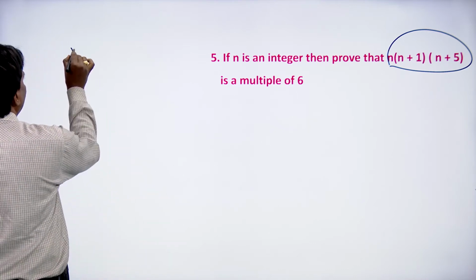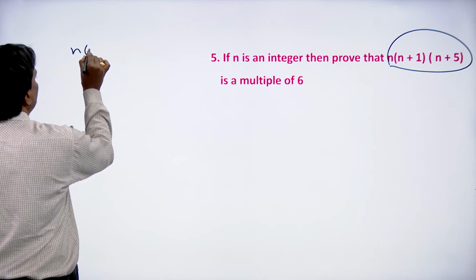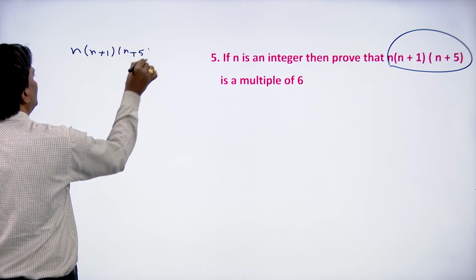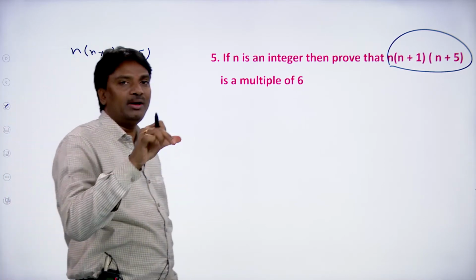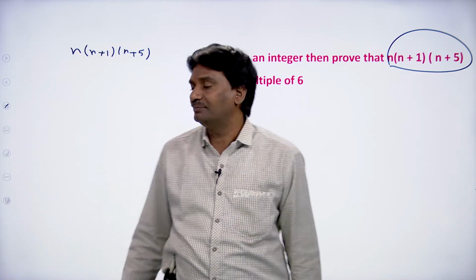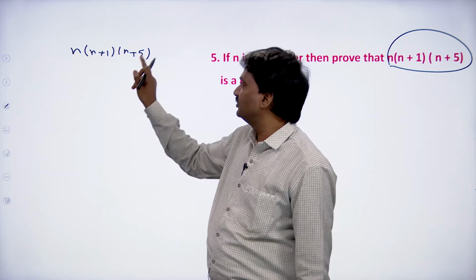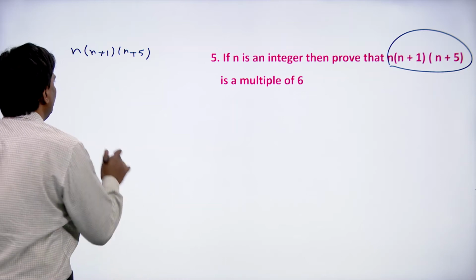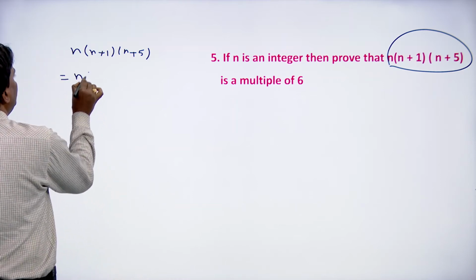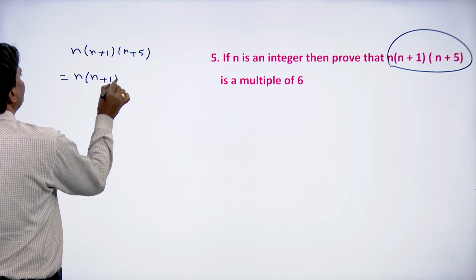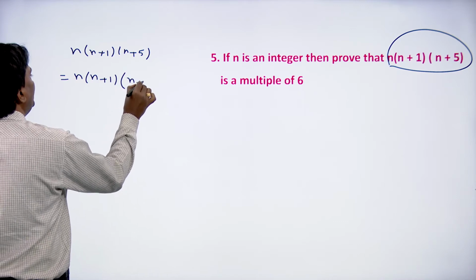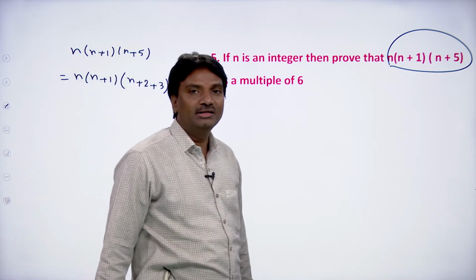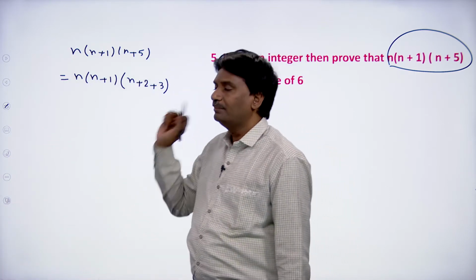Here by taking the given expression, we have n into n plus 1 into n plus 5. Here we have two consecutive numbers, n into n plus 1. Next we have to get n plus 2. So that's why here 5 can be written as 2 plus 3. n into n plus 1 into n plus 5 can be written as n plus 2 plus 3.